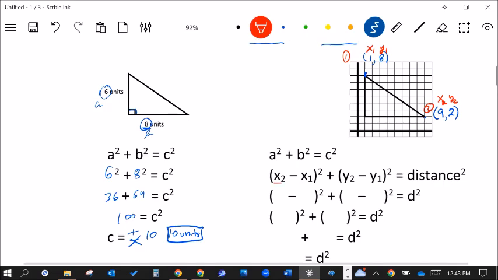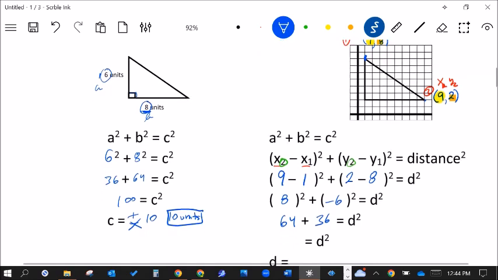So here I'm going to do x2 minus x1. That's 9 minus 1, because here are the two x's. And then I'm going to do the two y's, so it's going to be 2 minus 8. The order matters here. Make sure that you keep consistent, so that x sub 2 comes first, y sub 2 comes first. Now, 9 minus 1 is 8, and that'll be squared, and that comes to 64. 2 minus 8 is negative 6, but when you square it, you get a positive 36.